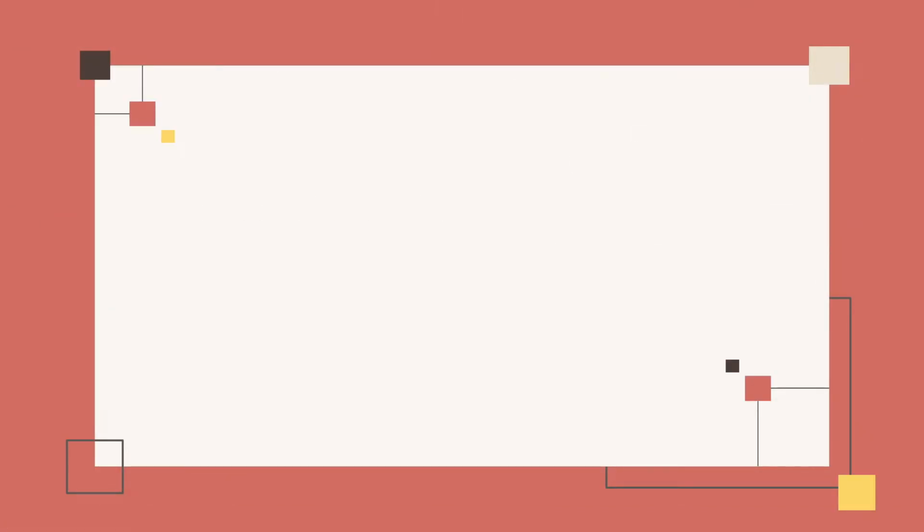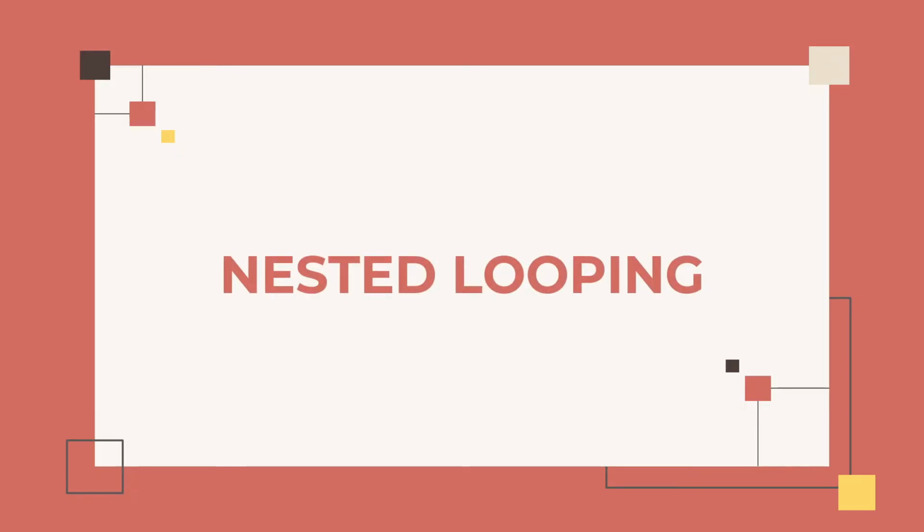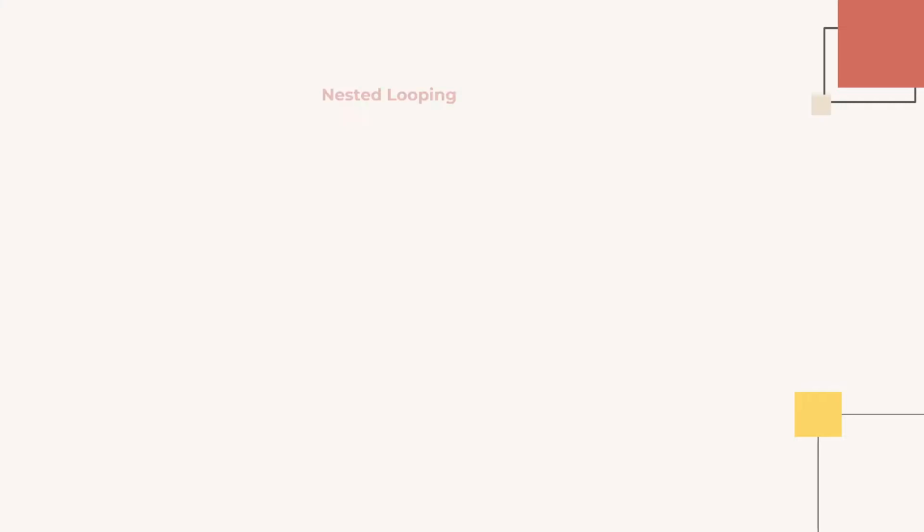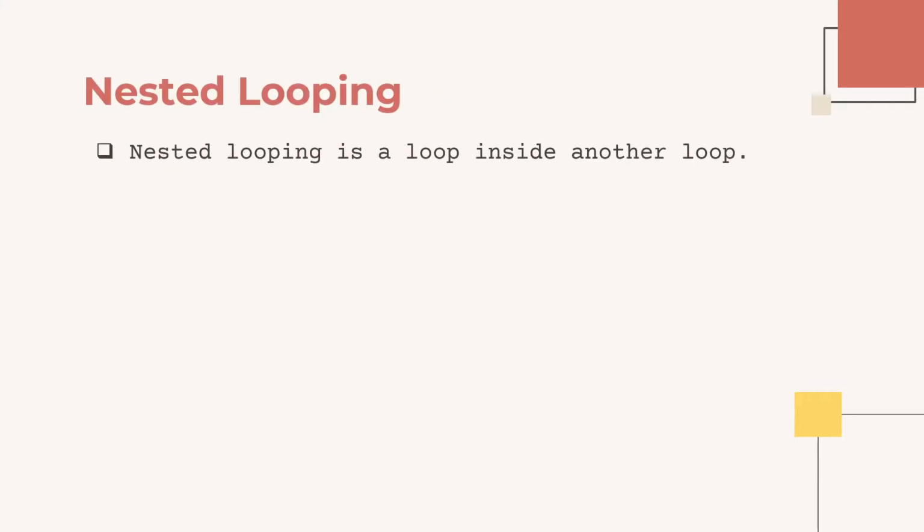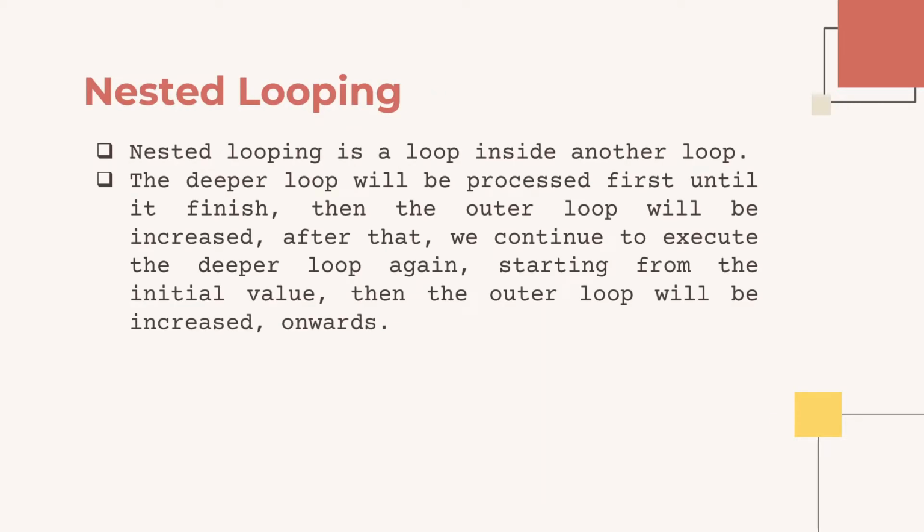Next, we are going to discuss nested looping. Nested looping is a loop inside another loop. The deeper loop will be processed first until it finishes. Then the outer loop will be increased. After that, we continue to execute the deeper loop again, starting from the initial value. Then the outer loop will be increased again, and so on.